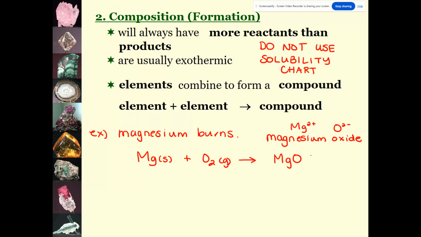Okay? And because this reaction is not in water, I am not using my solubility charts. It is ionic, and ionic compounds are always solid when they're not in water. Okay? Now, the fact that my oxygens are unbalanced, I fix that with my balancing coefficients, right? I have 2 oxygens on my reactant side and only 1 on my product side. So I need 2 magnesium oxides to form. That gives me 2 magnesiums, so I put a 2 in front of my magnesium, and then I'm balanced. I can either put a 1 or leave it blank in front of my oxygen. Okay? So that is a simple composition or formation reaction.